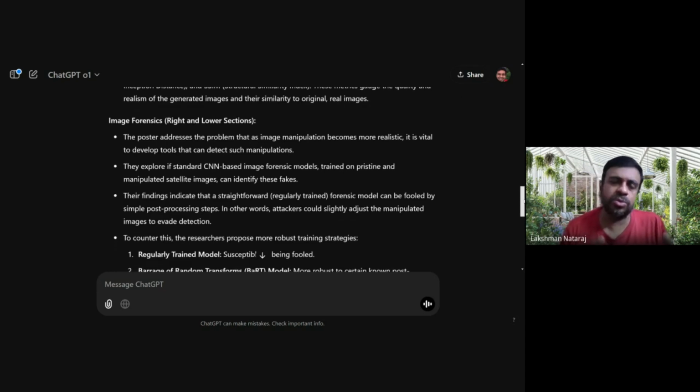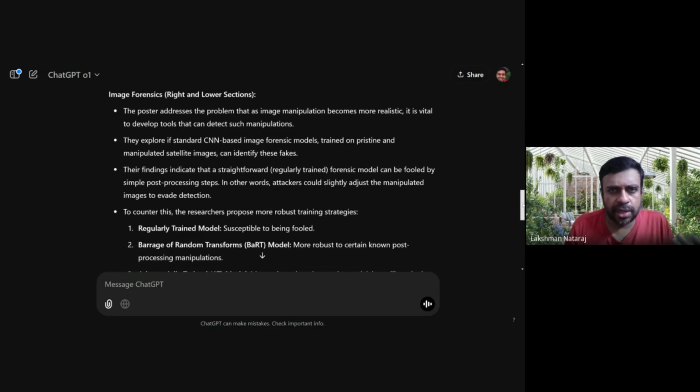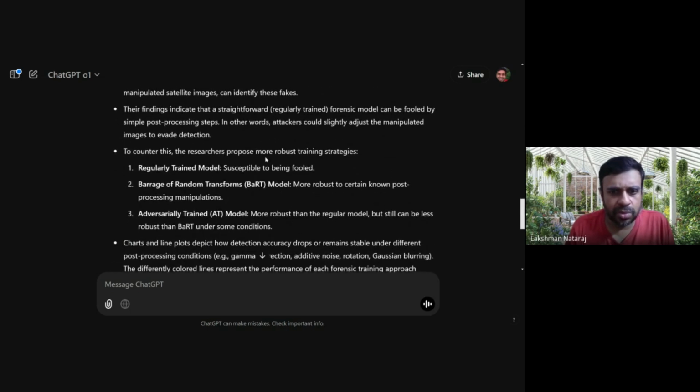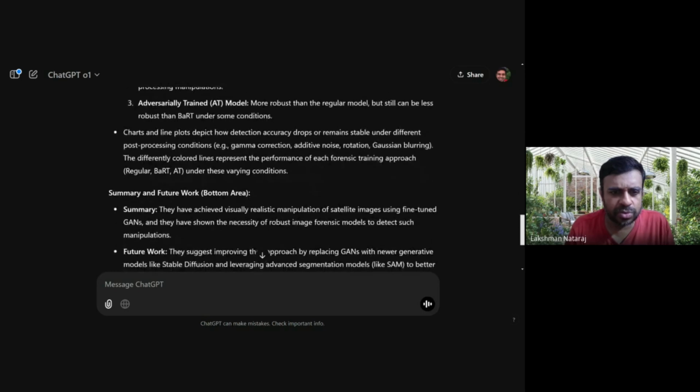So what we had proposed was how you can manipulate these maps, but the second part of the paper was, okay, if you get manipulated images, we also proposed methods to train detectors which can detect these. So it was a two-phased paper. And it was able to see the strategies that we used, like adversarial retraining and a barrage of random transforms and so on.